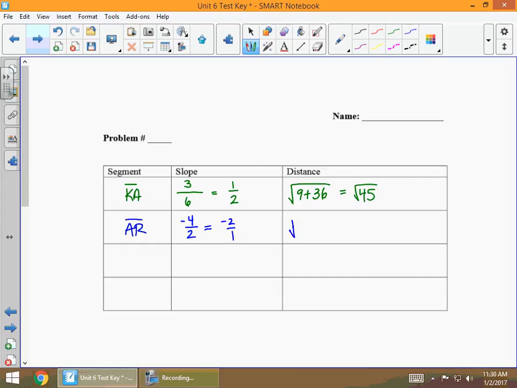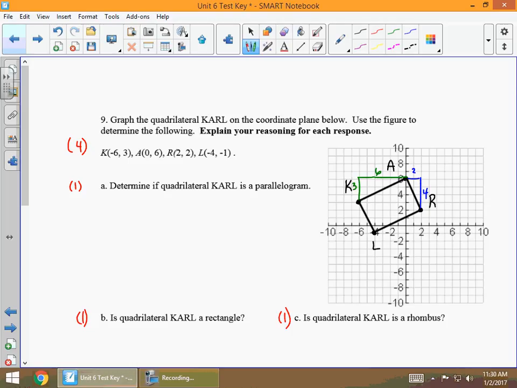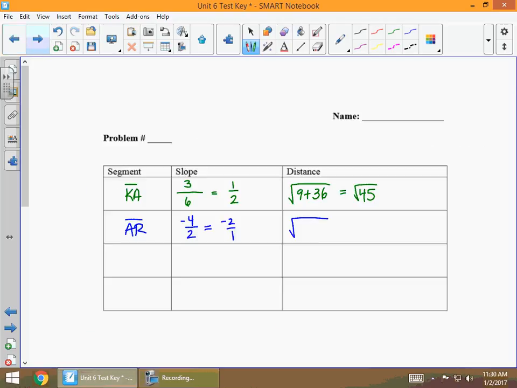And when I find the distance, again, as I look at this, I'm using the 2 and the 4, not the reduced version. So the 2 squared plus 4 squared. So 2 squared is 4. 4 squared is 16. And 4 plus 16 is 20. So AR has a slope of negative 2 over 1 and a distance of radical 20.